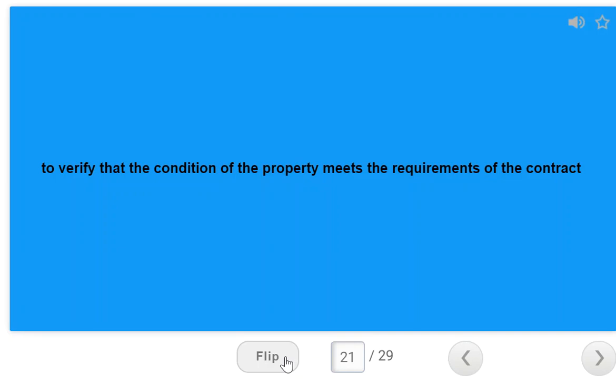Now is not the time to re-inspect and bring up any other issues. This needed to be done prior to the inspection deadline. The final walkthrough is just to make sure the property is how they bought it, meets the requirements that are in the contract. Not the time to bring up new requirements in the contract.